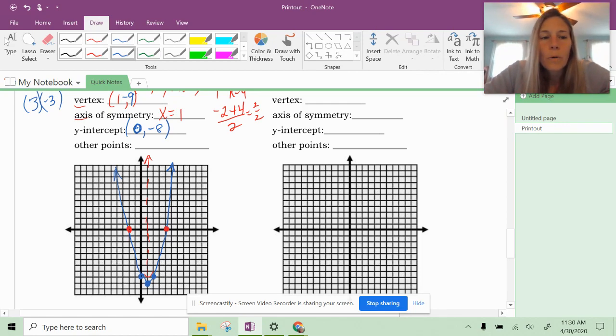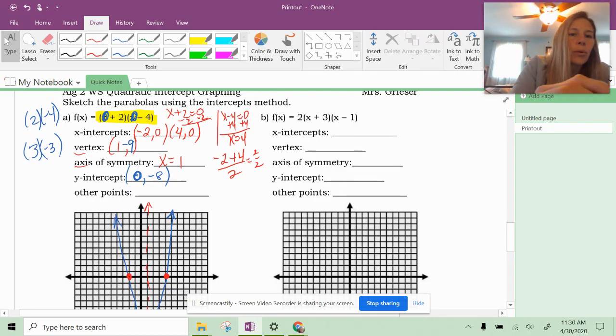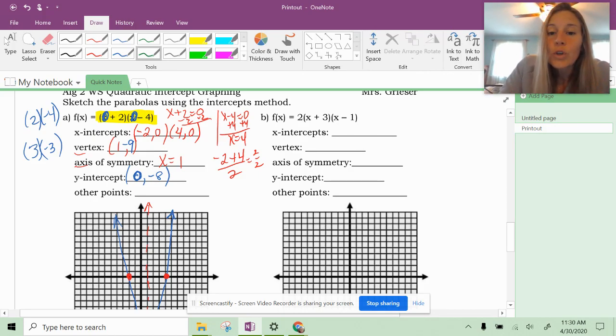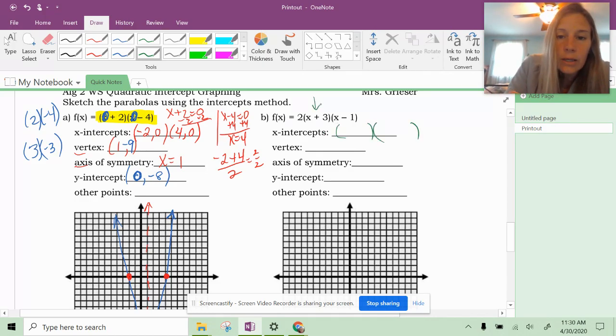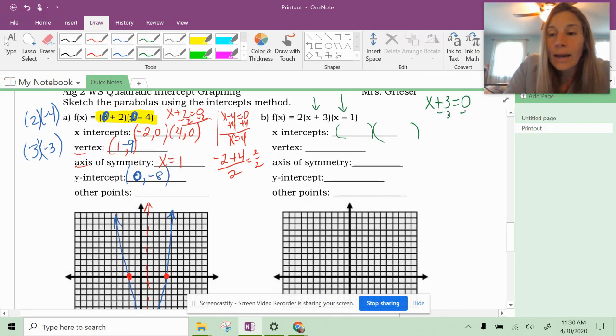Okay, so let's take a look at the next example. This time we have a little 2 in the front, so that isn't going to affect the x-intercepts, but it will affect the vertex and the y-intercept, okay? So for x-intercepts you're just looking at these two factors, right? So if you do x plus 3 equals 0, what are you getting for x? X equals -3, so that's one of your intercepts. And then the other one, x minus 1 equals 0, so we're solving that one, and we get x equals 1.